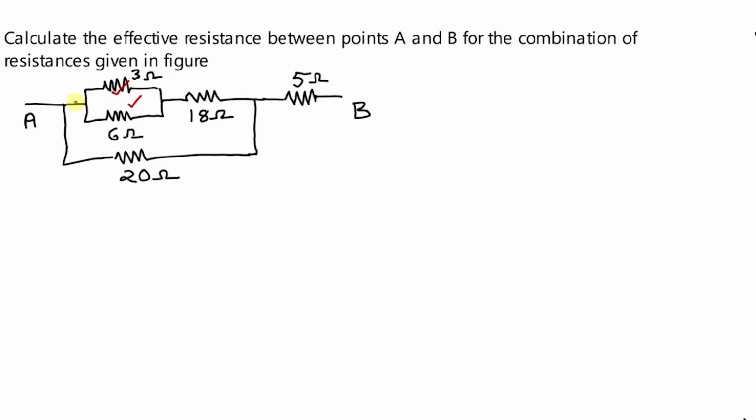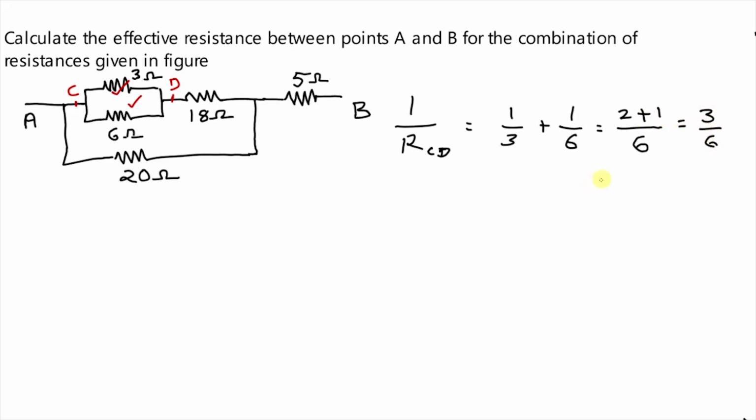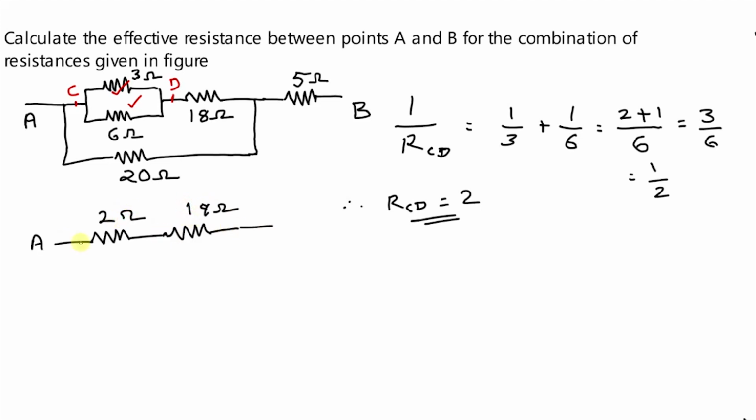So resistance between point C and D is 1 by RCD is equal to 1 by 3 plus 1 by 6, that is equal to 2 plus 1 by 6, that is 3 by 6 or 1 by 2. Therefore RCD is equal to 2. So the diagram can be drawn as 2 ohm, then comes this 18 ohm, and parallel to it comes the 20 ohm, and then in series 5 ohm.